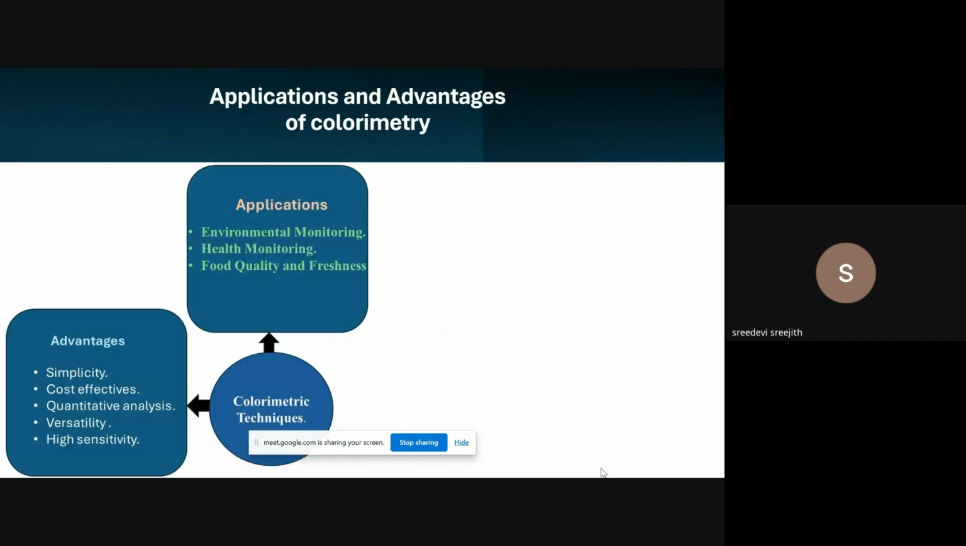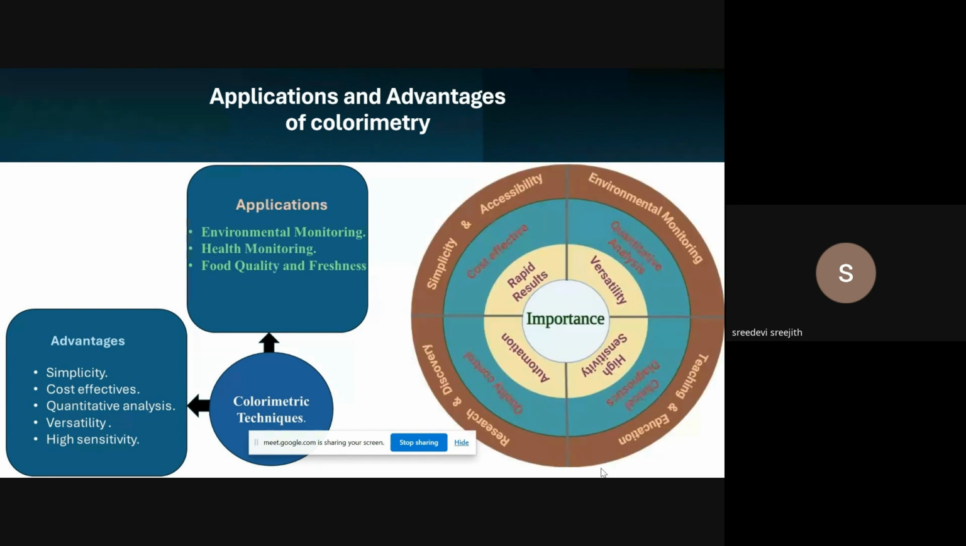Actually, colorimetric techniques are very simple, cost effective, and can be used for quantitative analysis. They have versatile applications, and they are also highly sensitive. Moreover, this colorimetric technique can be utilized for various applications like environmental monitoring, health monitoring, and food quality and freshness. It has been widely applied for various purposes.